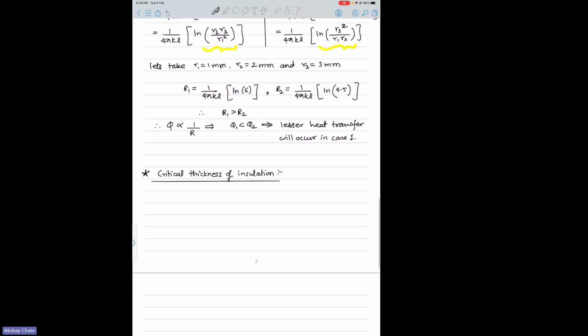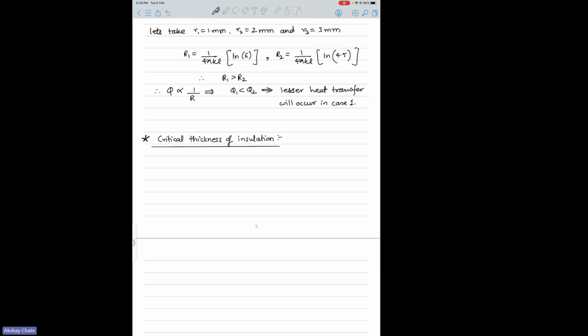So this is regarding that, and then there is one more critical concept of critical thickness of insulation. So this concept comes in cylindrical as well as spherical heat conduction problems also. So the idea is same. I mean, the question is put in a slightly different way.